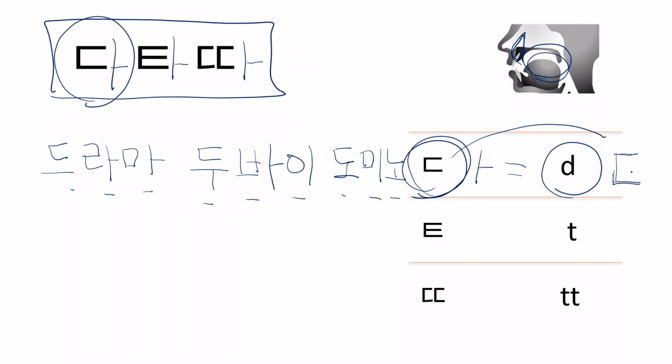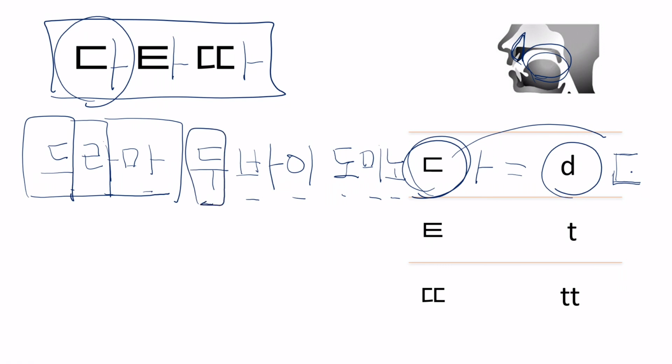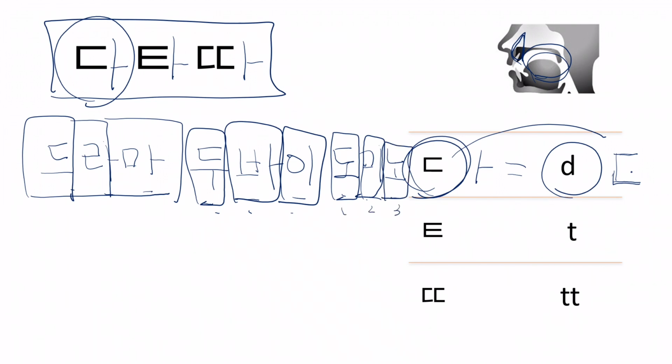Now, let's practice the words again. 드라마, drama. Always remember them as a block. 드라마. So say them very distinctively, vowel based. 드라마, 두바이, Dubai, 두바이, and 도미노, 도미노. Not drama, d, much lighter.